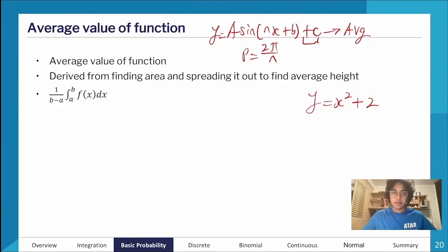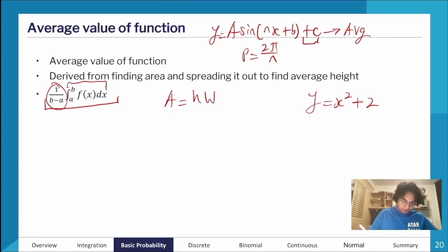Well, we can use an integral for that. So the equation for an average value is this. This integral here finds the area, and then it spreads it out using this 1 over b minus a. Remember the area of a rectangle, or area in general, is just height times width. So what we're really doing is h equals area over width. Area we calculate from the integral, the width is given by b minus a, and that finds the average height of that function, which is also the average value. Cool, hopefully that makes sense.